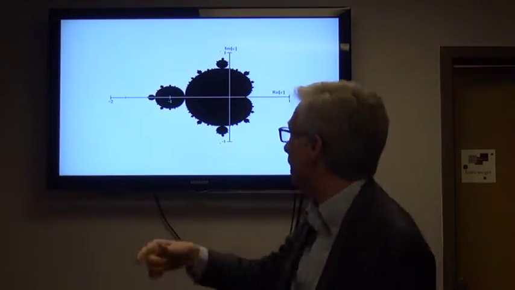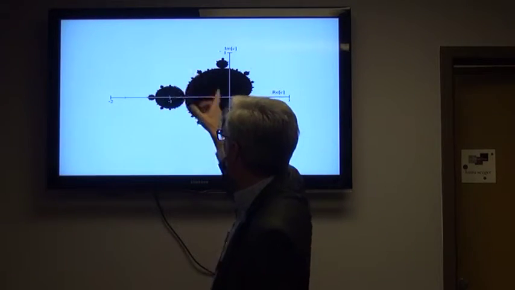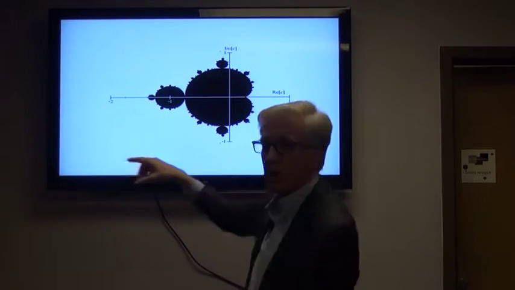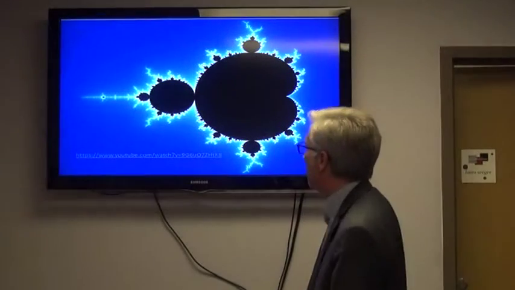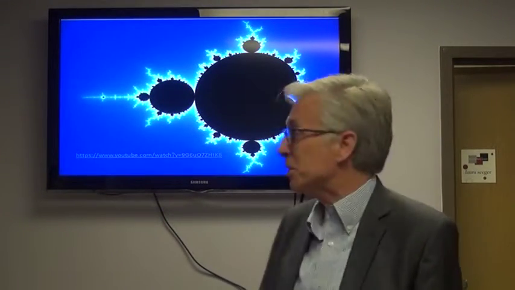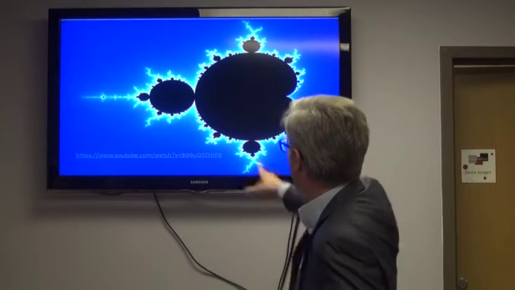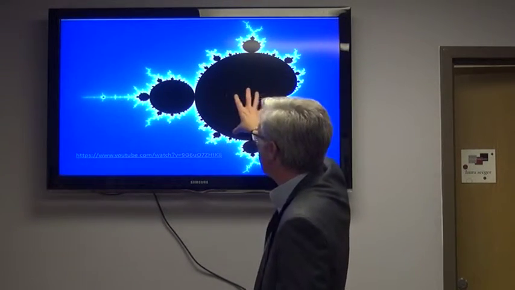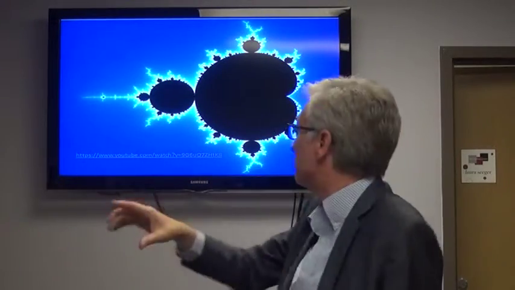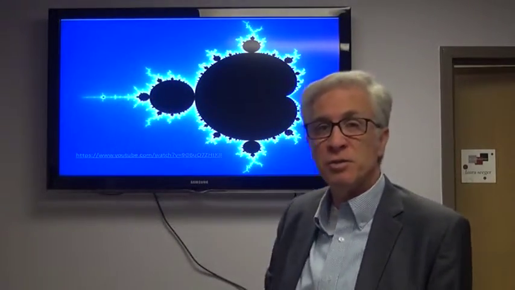Well, then he took the next step. What if we gave colors to everything that went off to infinity? We color that blue or something like this. This is the result. It's called the Mandelbrot set. All the numbers here, anything in black, is a complex number that doesn't head off to infinity. Everything else heads off to infinity.